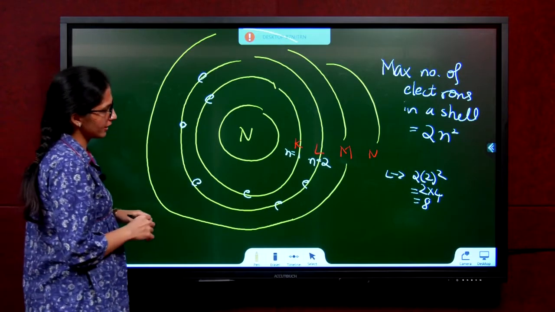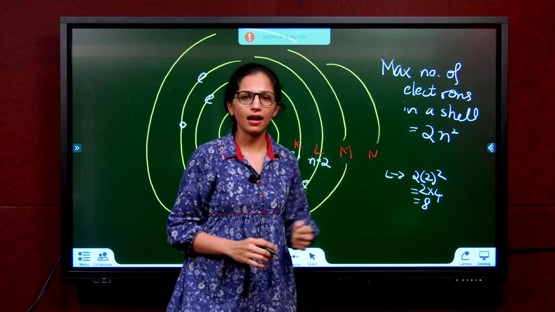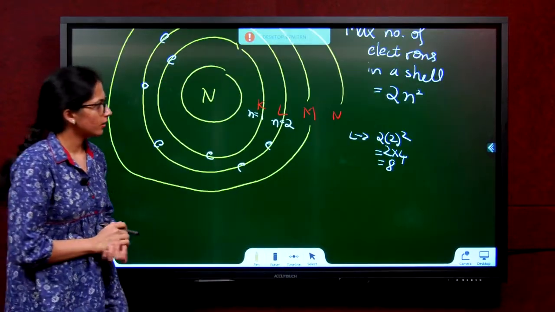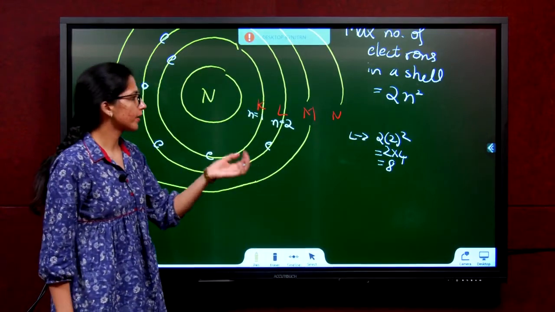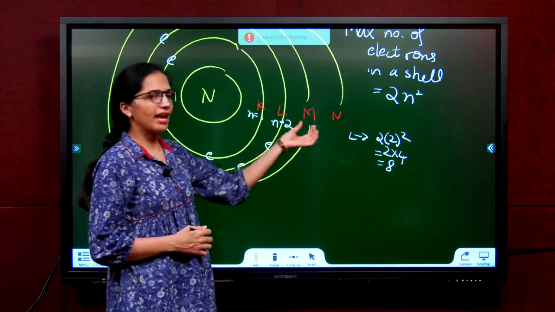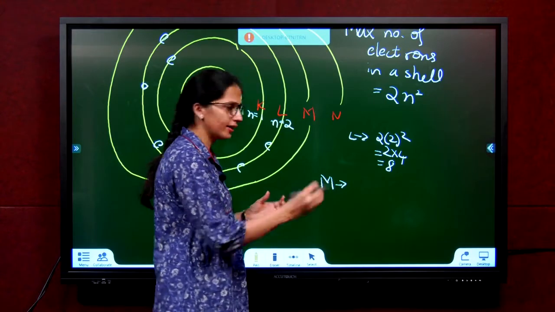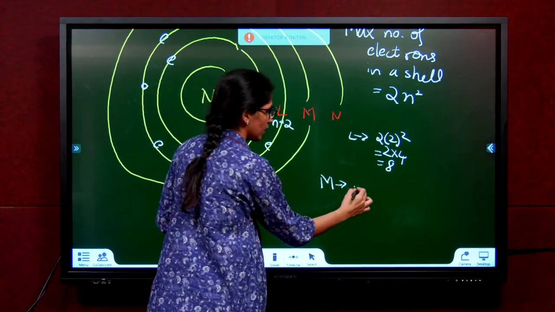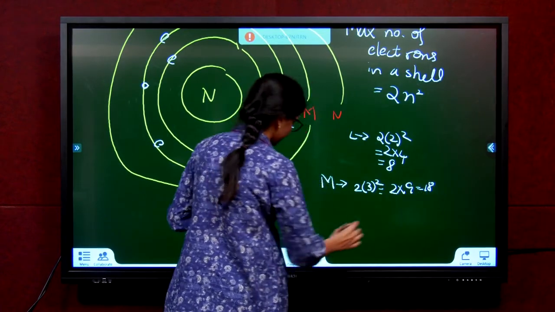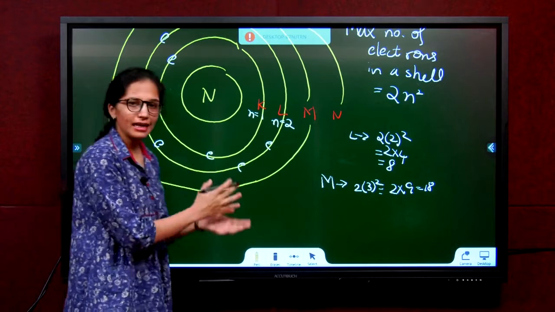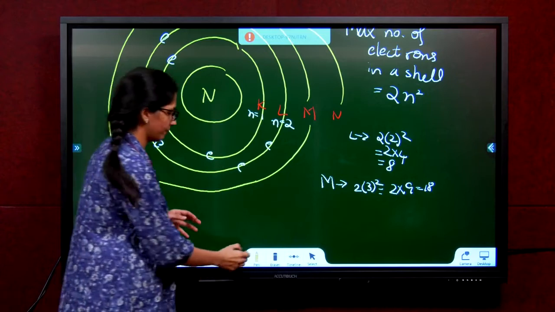Now, coming to the next part, the value of n keeps increasing as you go to the outer shells. How this formula came, you will only learn in higher classes. We don't have the details of it. But when you go to the M shell, you will expect immediately that electrons will first go and sit on M shell. 2 into 3 square, 2 into 9, which is 18. You expect M shell to hold 18. You expect the electrons to go and sit in M first. But that does not happen.